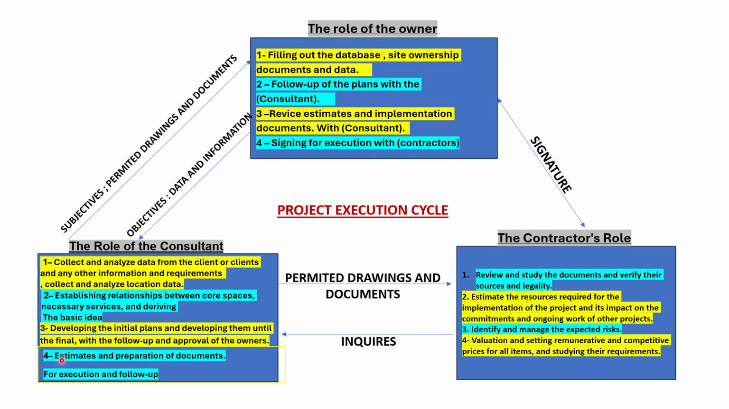And so the consultant does the estimates and preparation of documents. The consultant makes the estimates and prepares the documents for execution. These are the agreement articles, conditions, standards and codes, and then the bill of quantities to be filled in by the contractors and compared in the competition of the contractors, for execution and follow-up, and following up the execution on site.